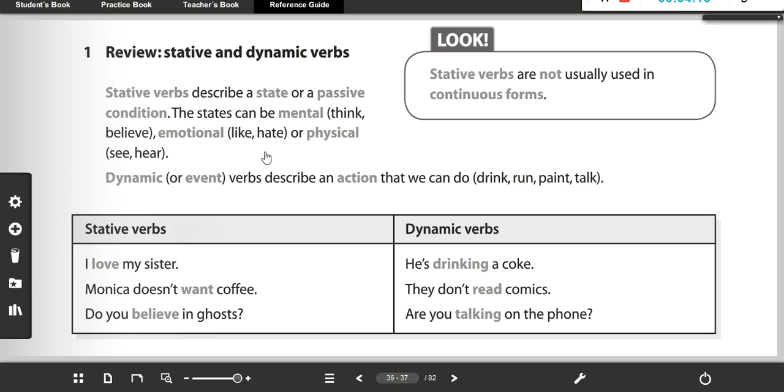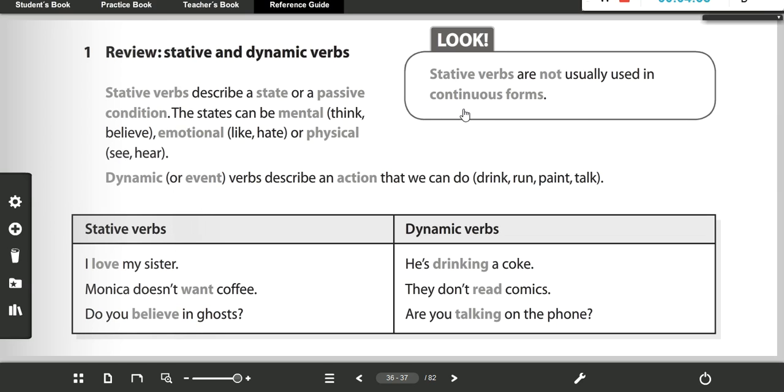Pero sin embargo, puedes cerrar los ojos. Bueno, pero si los abres, estás viendo, se acabó. Y no importa, las otras cosas que no te interesen, las alcanzas a ver como tus manos. Muy bien. Look, stative verbs are not usually used in continuous form. Normalmente no los utilizamos en la forma de ing. Con am, is, or are.